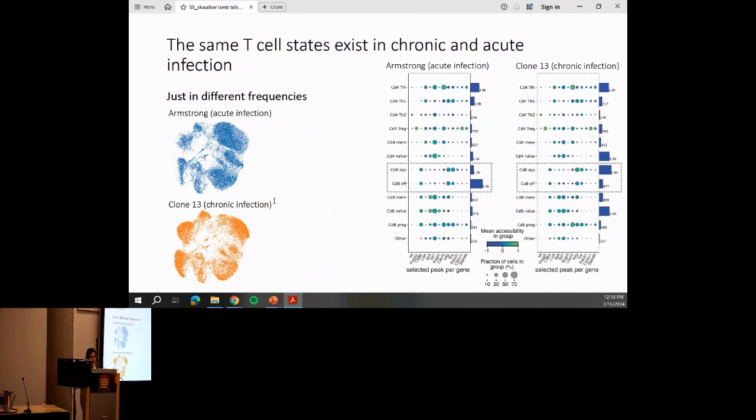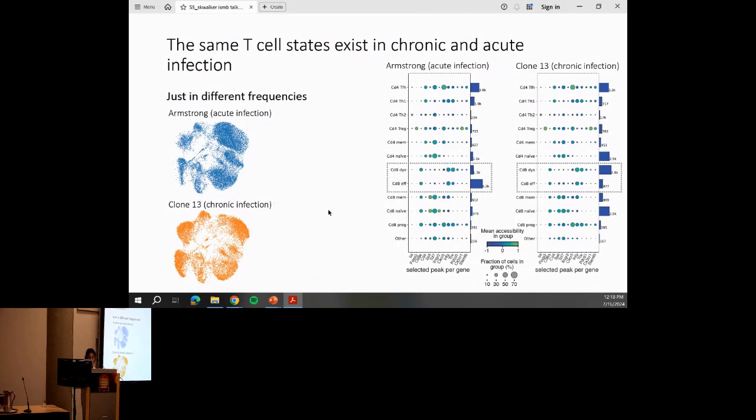In terms of more biological findings, there's been a lot of controversy in the field about how different the responses are to chronic and acute infection, and specifically pertaining to whether certain cell states exist in these two different responses. And here we can clearly see that the same T cell states exist in both the acute and the chronic infection.